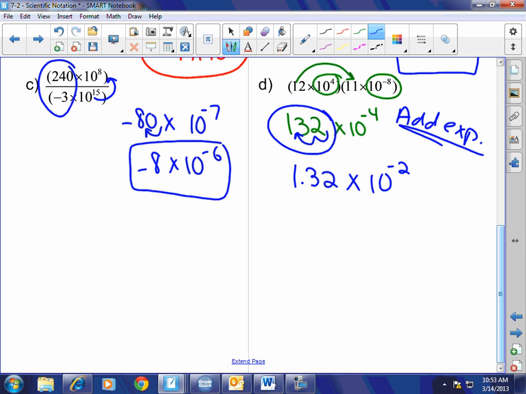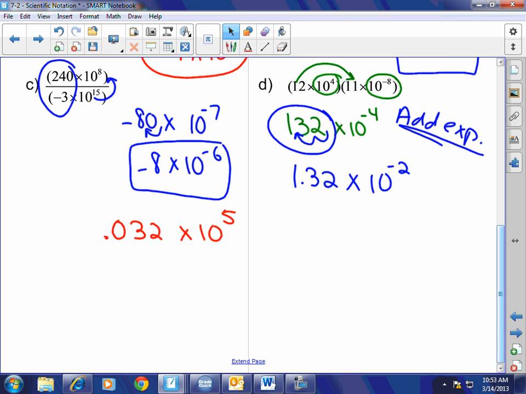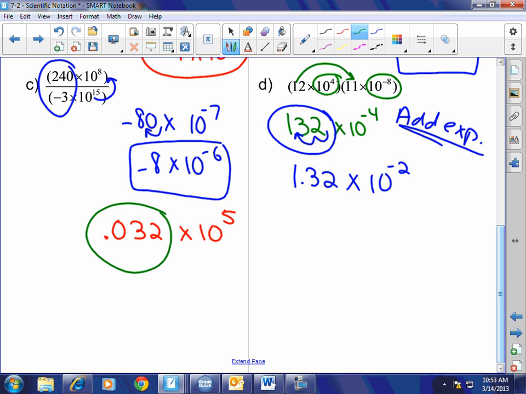Let me show you the other way when you have to subtract exponents. Let's say I have this, my friends. 0.032 times 10 to the 5th. In this case, is this original number less than 1 or larger than 1? So I'm going to go 1, 2 to the left, and that's going to be 3.2 times 10 to the third. Because when the original number is a decimal or less than 1, you subtract exponents.